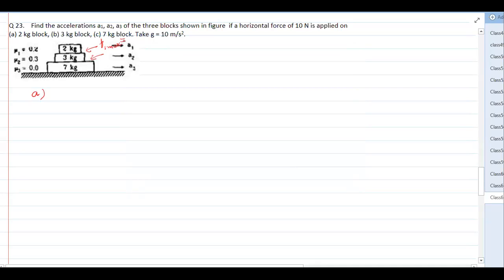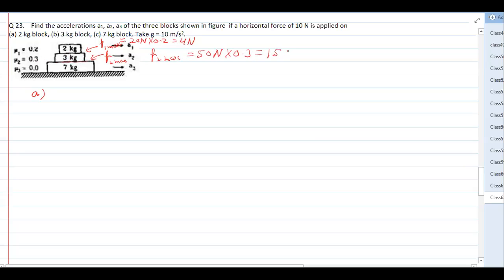F1 max will be how much? 2 kg, normal is 20 Newton, into 0.2. So 20 Newton into 0.2, that is 4 Newton. Similarly, F2 max. F2 max is how much? 2 kg plus 3 kg, 5 kg is the normal force here on the 3 kg, 7 kg surface. So 5 kg means 50 Newton, into 0.3.